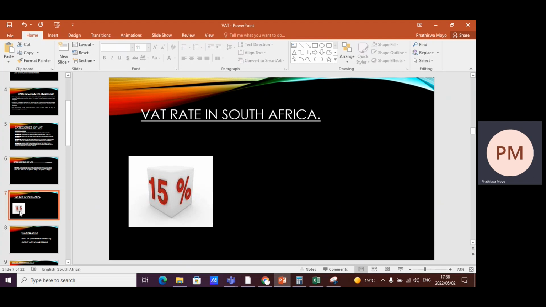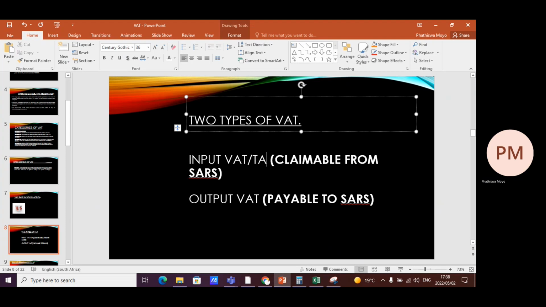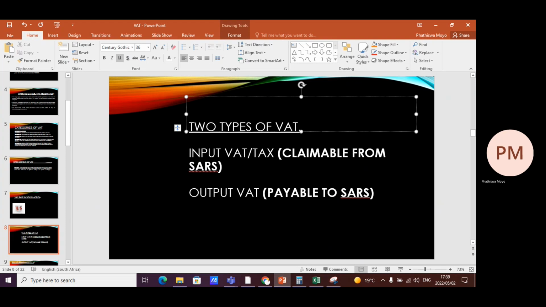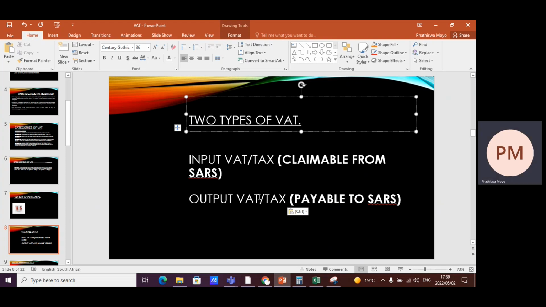So the VAT rate in South Africa is 15%. It's no longer 14%, guys. Two types of VAT. You've got the input VAT and the output VAT. Sometimes they say input tax, and output VAT, which is output tax. So this is the VAT you pay to SARS, made from sales, income earned, and all that.